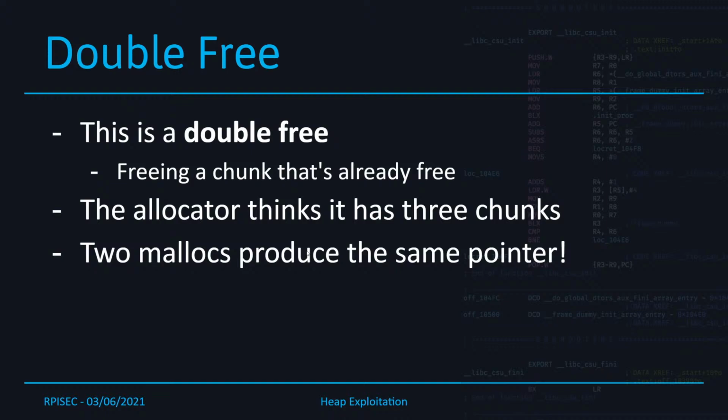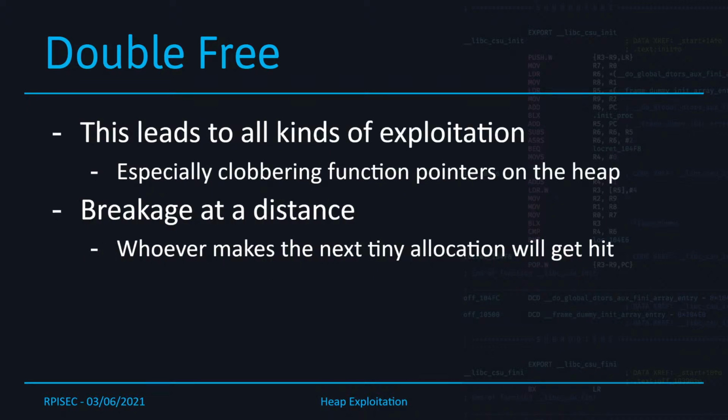So that was a double free, freeing a chunk that was already free. So the allocator thought it had 3 chunks to work with, but it really only had 2, and 2 mallocs produced the same pointer. So this leads to a lot of problems. Best case scenario, you might have screwed up the linked list of chunks. If that happens, you'll probably just crash shortly after. But you can also get very weird breakage at a distance.